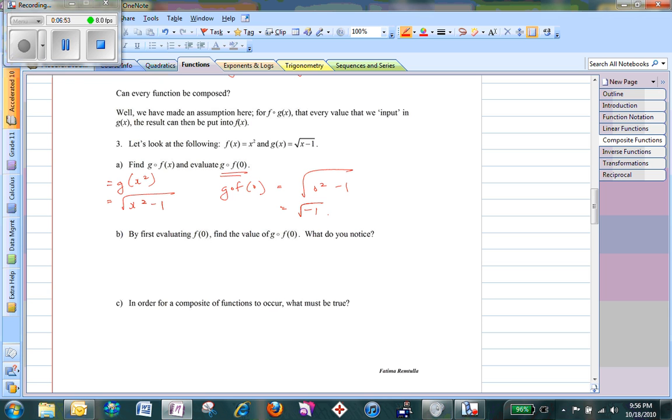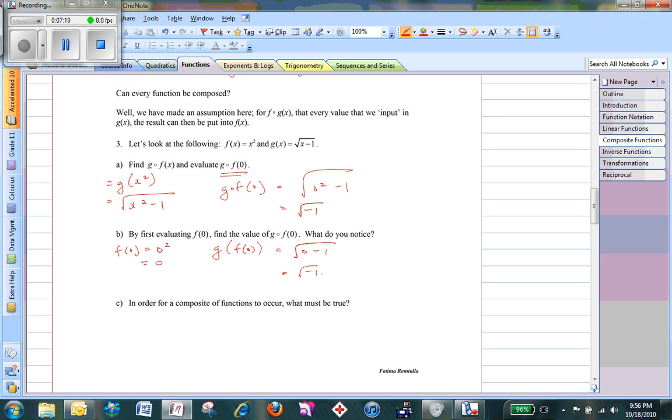So what do you think it might be? Give it a thought. Pause the video if you need to before you continue. Then it says, try evaluating f at 0. Okay, I can do that. f at 0 is 0 squared, which is 0. And then find g of f at 0. Well, that means take g and sub in f at 0, which is what I just found. So that's the square root of 0 minus 1, which is the square root of negative 1.